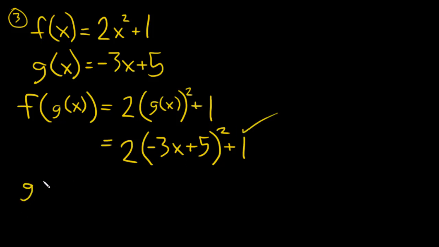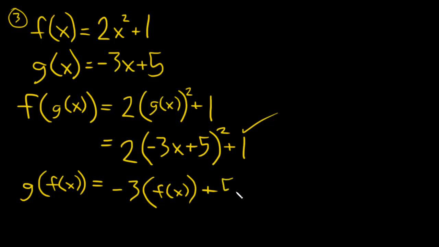So let's go for the last part, g of f of x. So g of x is negative 3x plus 5, so g of f of x is going to be negative 3 times f of x plus 5. And then what is f of x? Well, f of x is 2x squared plus 1, so this becomes negative 3 times 2x squared plus 1 plus 5. And that's it. That is your answer right there.